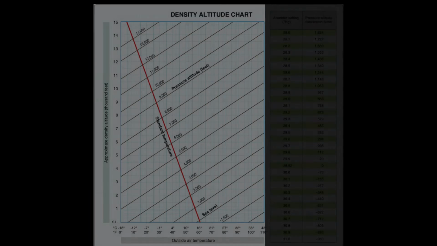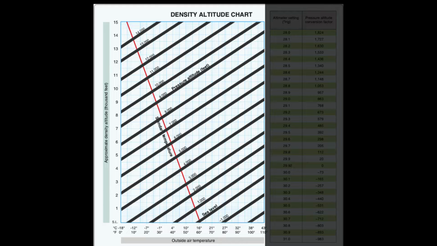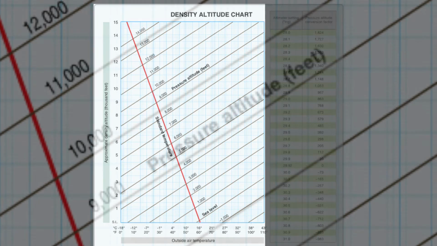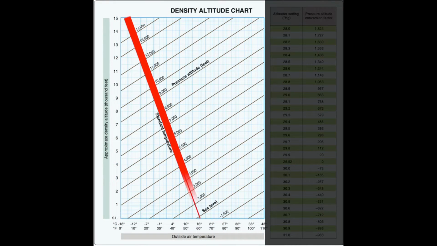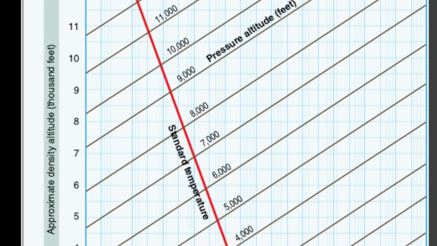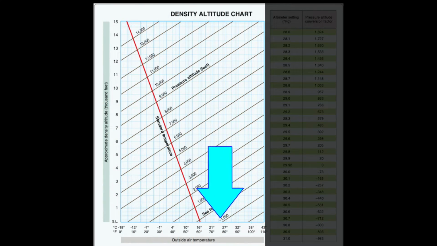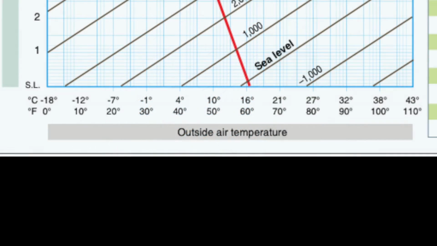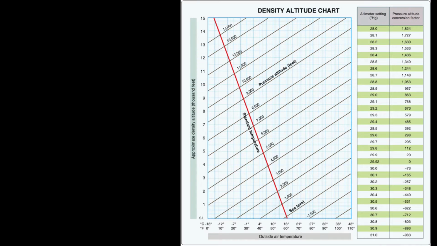Let's take a closer look at this graph. We have these diagonal black lines angled upwards from left to right. These lines represent pressure altitude in feet. This red line represents the standard temperature condition. Along the bottom of this graph, we have a temperature scale, including both in degrees Celsius and Fahrenheit. And the last important part is along the left side of this graph is where we will get our density altitude readings.